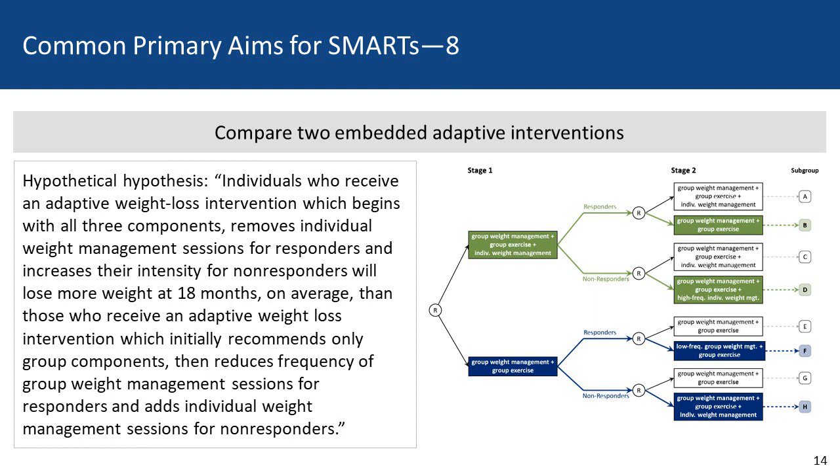In words, a hypothetical hypothesis might look like this. Individuals who receive an adaptive weight loss intervention, which begins with all 3 components, then removes individual weight management sessions for responders and increases the intensity of those sessions for non-responders, will lose more weight at 18 months on average than those who receive an adaptive weight loss intervention, which initially recommends only group components, then reduces the frequency of group weight management sessions for responders, and adds individual weight management sessions for non-responders. That's a lot of words to say that basically I'm comparing subgroups B and D versus subgroups F and H.